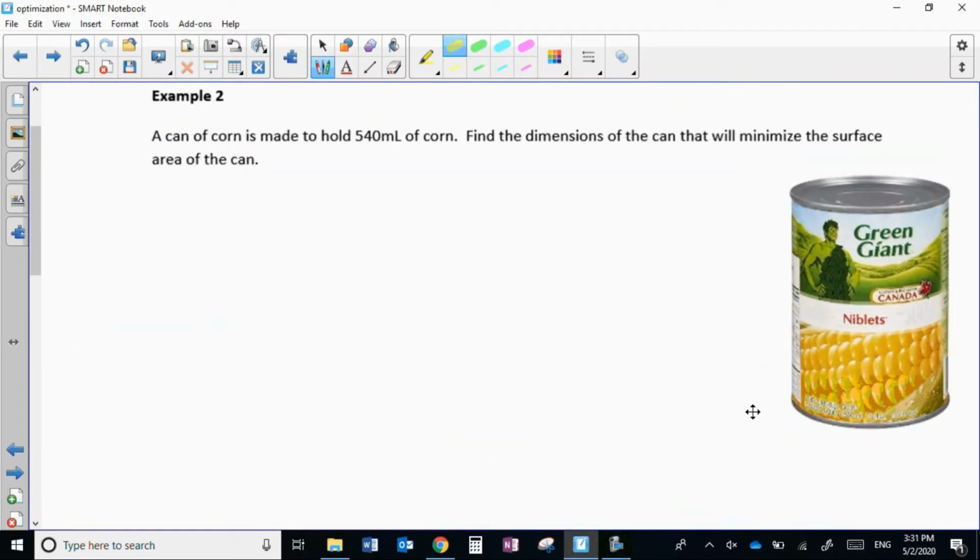So let's take a look at this can of corn. The volume of the can of corn is 540 milliliters. Now, a milliliter is the same as a centimeter cubed, so we can say 540 centimeters cubed. Now, we need some measurement formulas. The volume of a cylinder is equal to pi r squared h. That's just the area of the circle, okay, times the height of the cylinder.